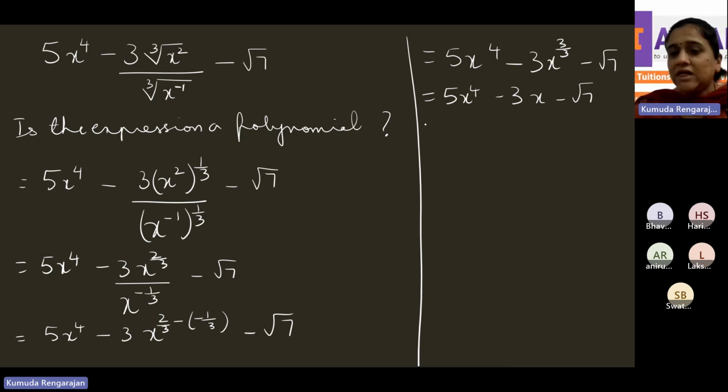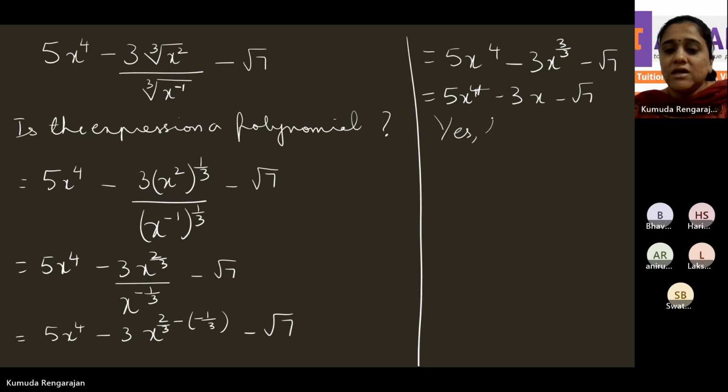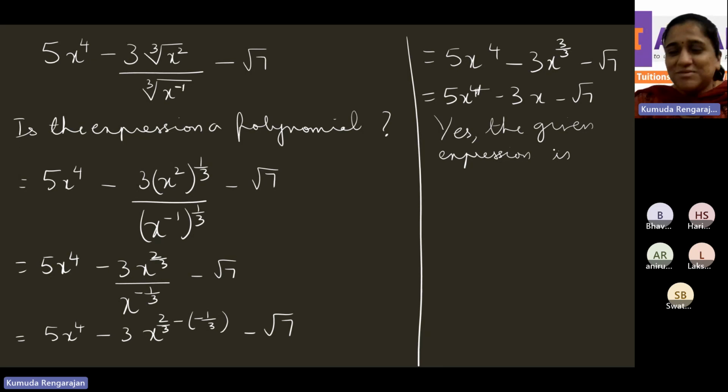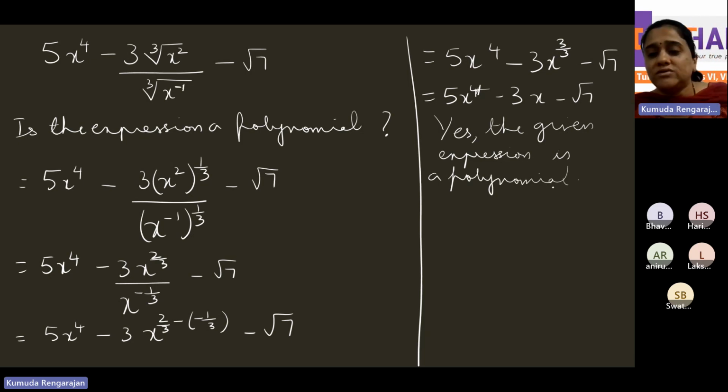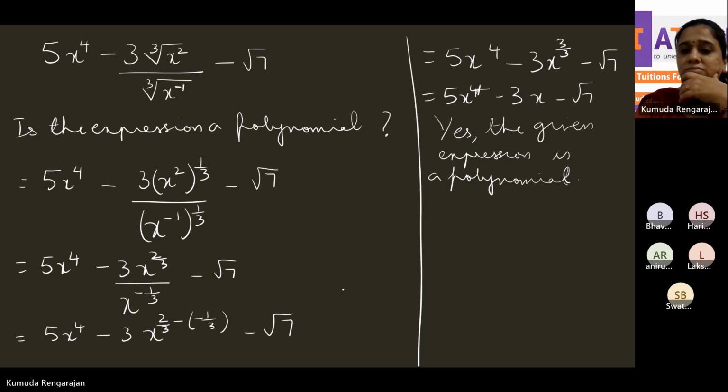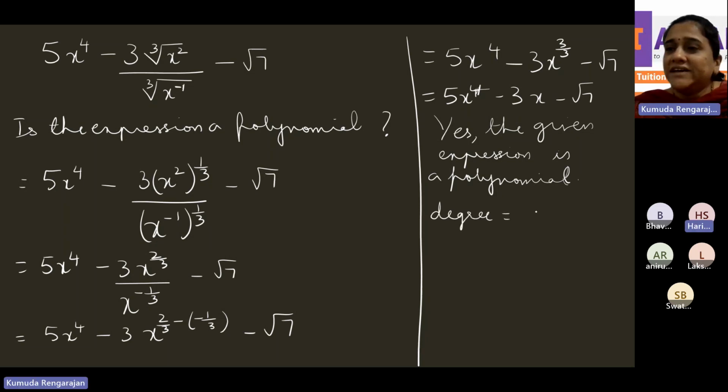So upon working this, we have 5x to the power 4 minus 3x minus √7. So it is a polynomial. Yes. The given expression is a polynomial. Okay, so yes, the given expression is a polynomial. Am I right, online students? The given expression is a polynomial, right? Yes, ma'am. What is the degree of the polynomial? 4.